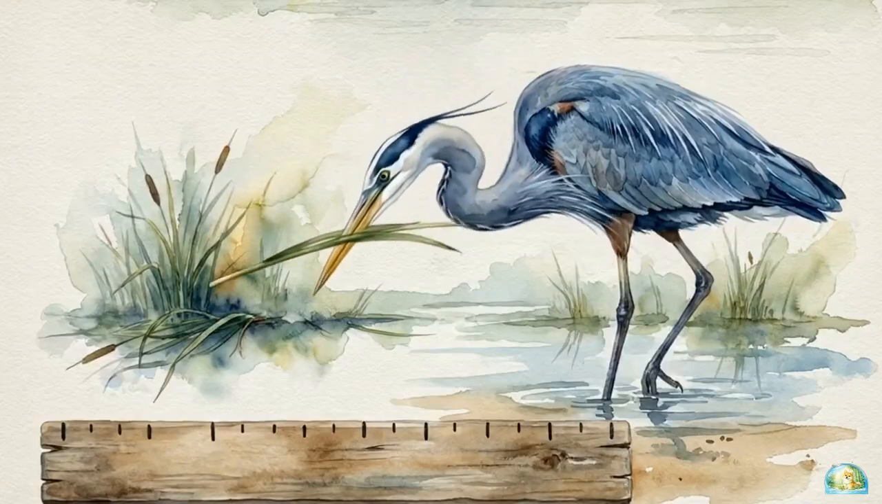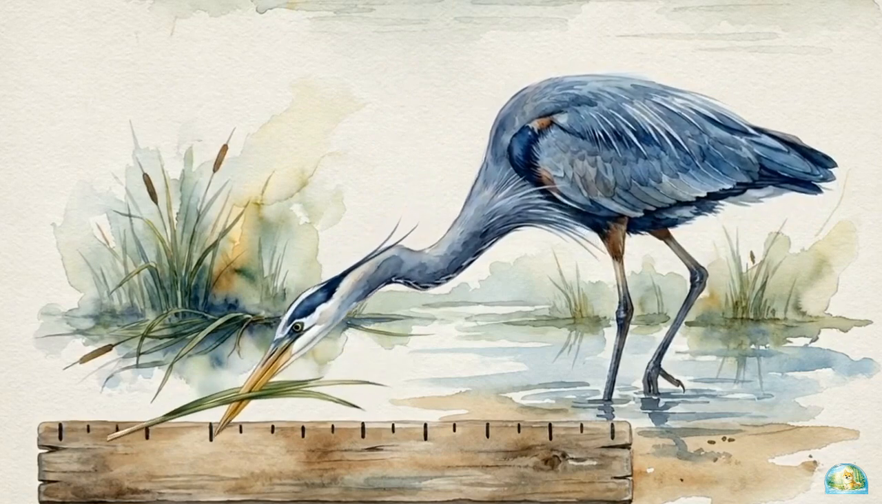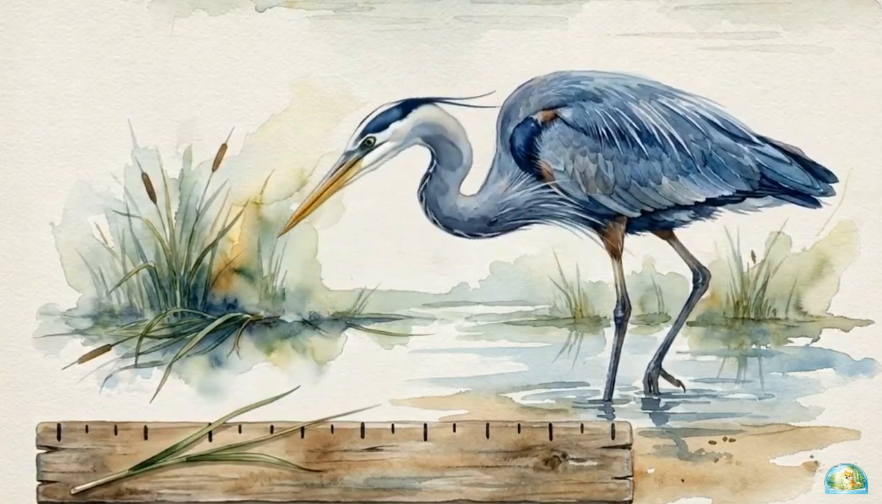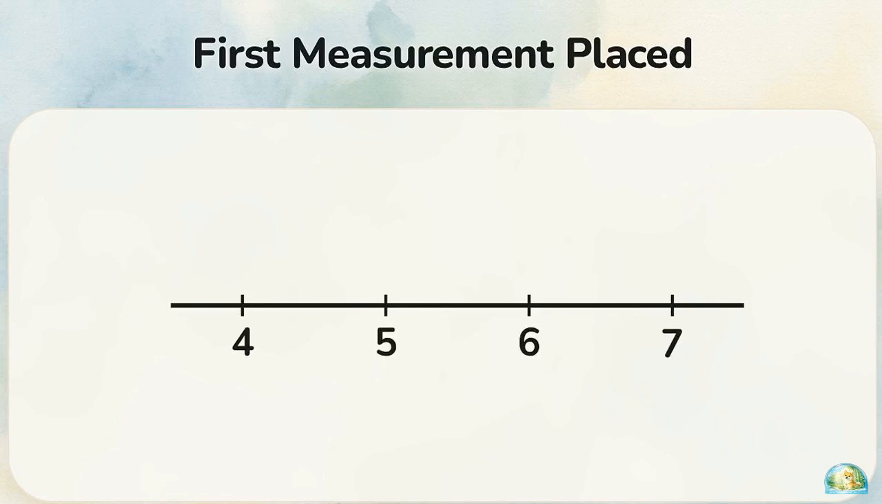Wren starts the translation by laying her very first reed flat against a painted ruler, aligning the end exactly at the 0 mark. Looking at the far end of the ruler, this first reed measures exactly 4 units long. This straight number line is marked with evenly spaced whole numbers, 4, 5, 6, and 7. The rule is precise. Each measurement places exactly one X above its matching number. Since the first reed measured 4 units, we draw a single X above the 4.